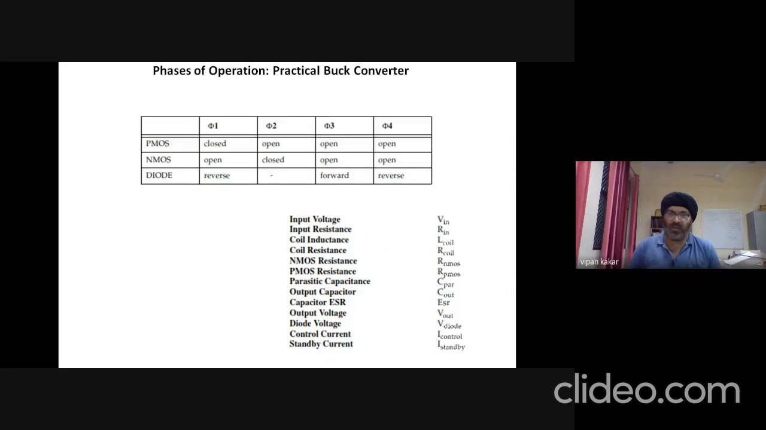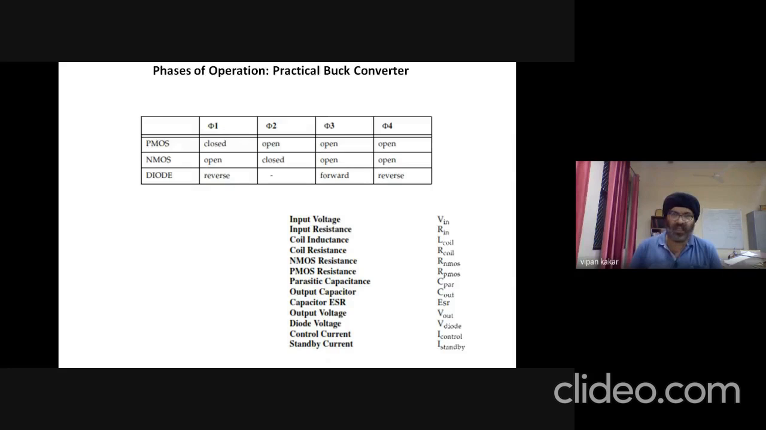Now in phase 4, PMOS is still off, NMOS is still off, and this diode is now reverse biased. And now again, phase 1 starts, where PMOS is turned on. So by turning off these devices for longer periods, the energy is saved, the power loss is saved, and efficiency increases. So this is a simplified version of a practical buck converter.